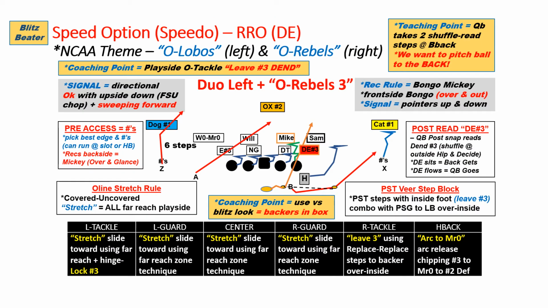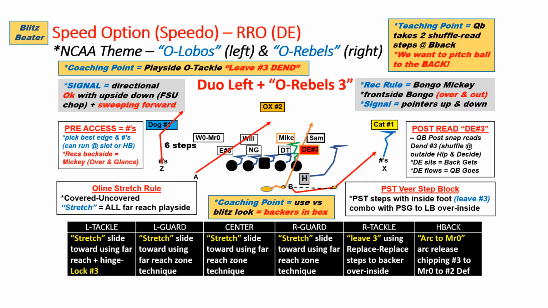All right, next one here is a great blitz beater. It's speed option, we call it Speedo. I would pick either the fly stretch or the Speedo. Key thoughts here is, who do you want to get the ball to? If it's your A receiver, then fly stretch. If it's your quarterback and your running back, then it would be speed option here.